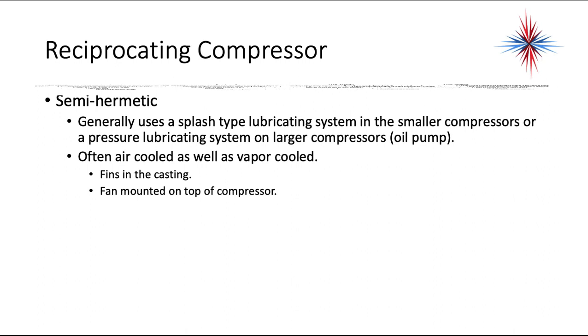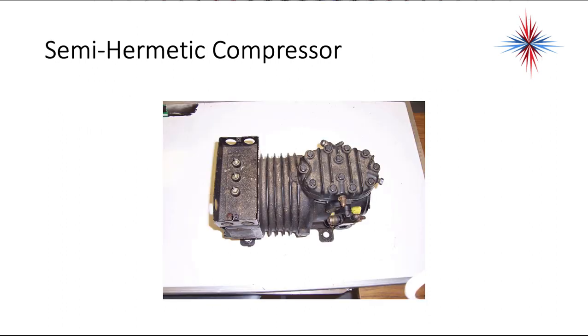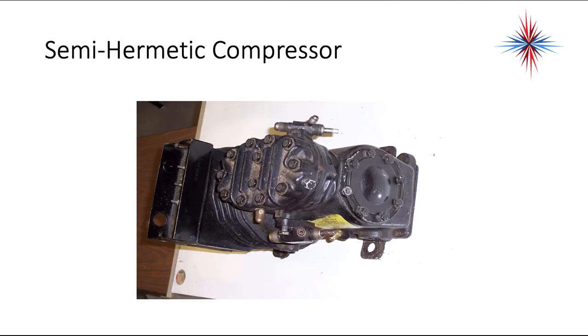There are fins in the casting, and sometimes there's a fan mounted on the top of the compressor to blow air across it. Sometimes they're water-cooled by use of a water jacket around the compressor. Different applications. This is an example of an air-cooled semi-hermetic compressor. You have your valve assembly on the top. Your electrical connections are over here on the side, and we'll show you the other side of it where the oil splash is. Sometimes there's spots where you can connect an oil pump to the other side of it.